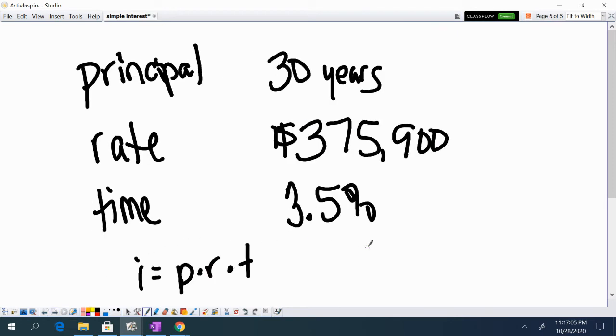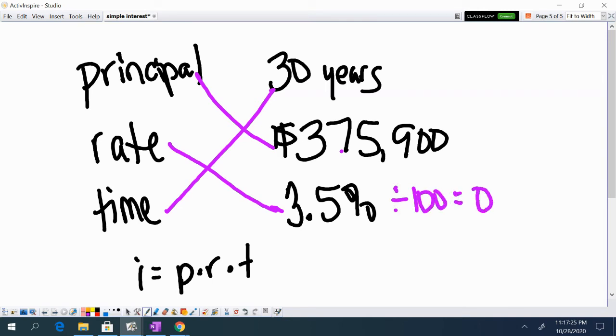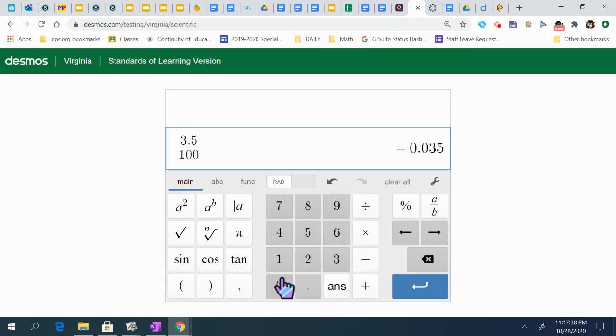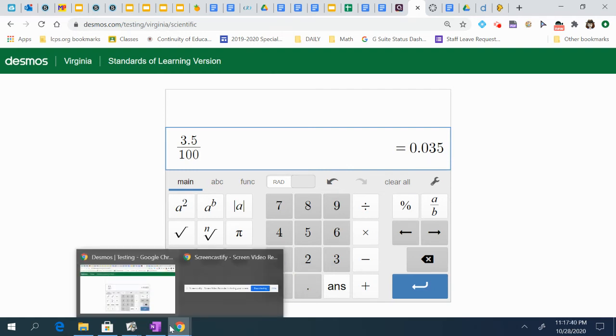Well, first let's identify which is which. I'm going to match the principal to the cost of the house, $375,900. The rate is the percent of the interest charged, and the time is for 30 years. So remember, I need to divide this by 100, and that's going to give me 0.035. And I'll show you on Desmos that that's true. 3.5 divided by 100 is 0.035. Okay.